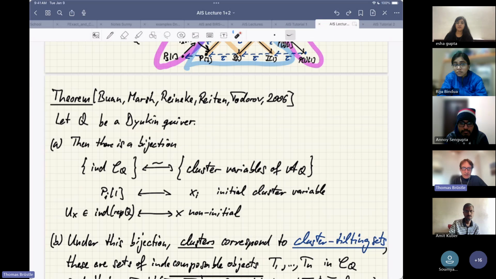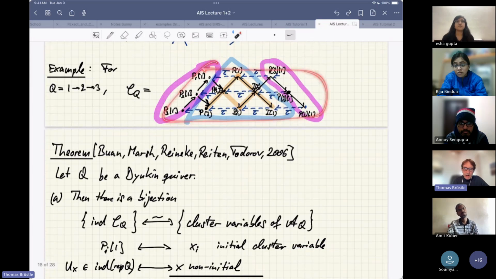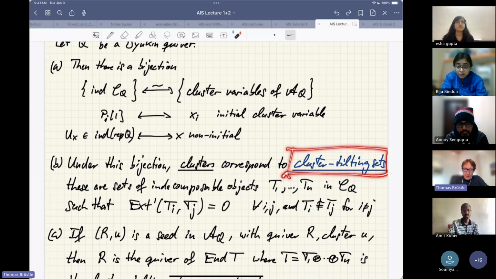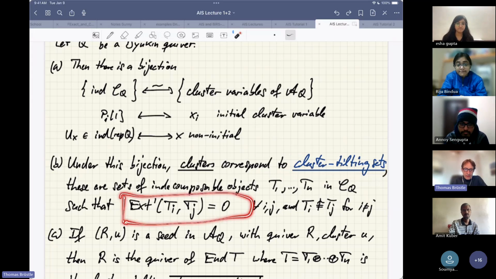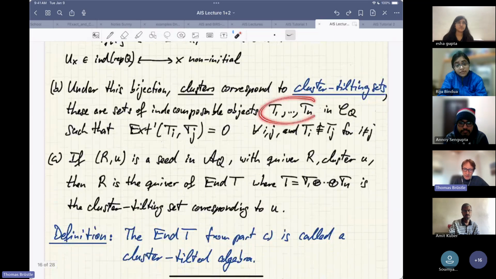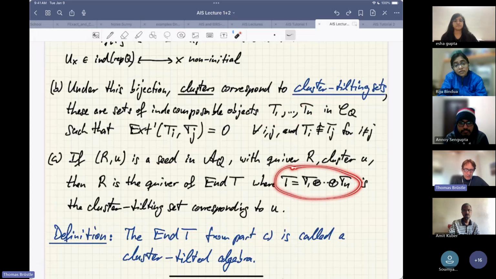So how can we characterize, in this big category, which n objects I can pick so that this corresponds to a cluster? The answer is I can pick objects that form what they call a cluster tilting set, and the condition for being a cluster tilting set is there are no self-extensions. Any two objects that I pick should not have an Ext^1. That was their characterization. If I take such a cluster tilting object, take the direct sum of all of them and look at its endomorphism ring, this is then called a cluster tilted algebra.